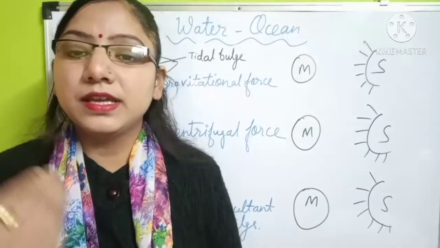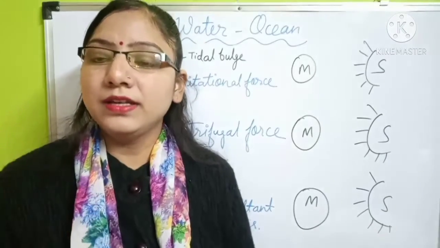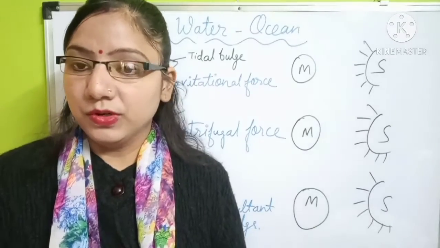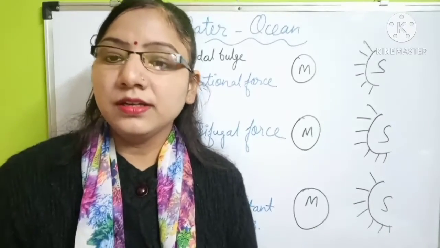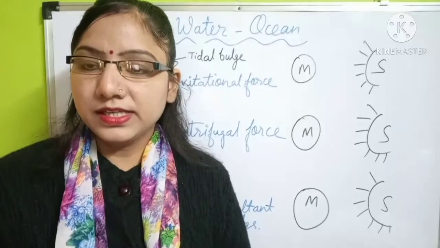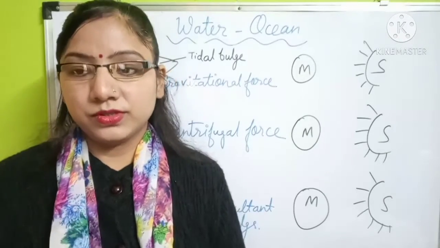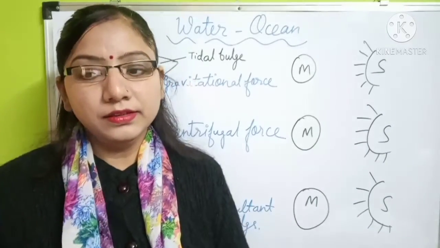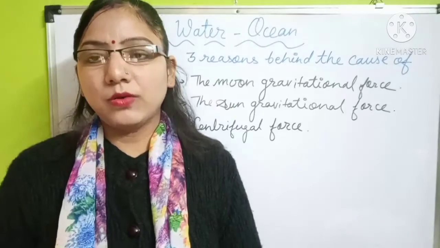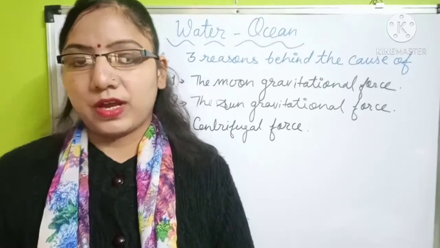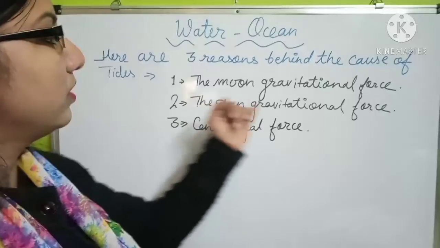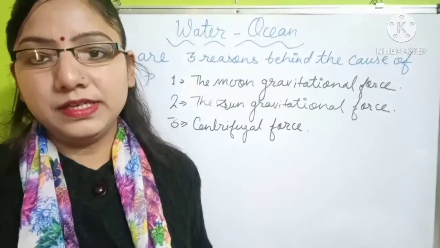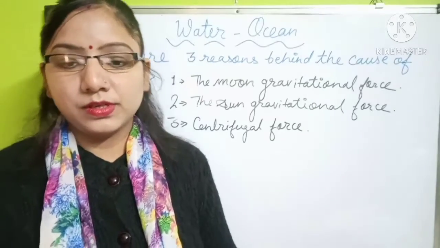Here we can say there are generally three reasons behind the cause of the tides. The first reason is the moon's gravitational pull. Second is the sun's gravitational pull. And the third reason is the centrifugal force, which is the force that acts to counterbalance gravity. You can note down the three reasons behind the cause of tides: number 1, the moon's gravitational force, number 2, the sun's gravitational force, and number 3, the centrifugal force.